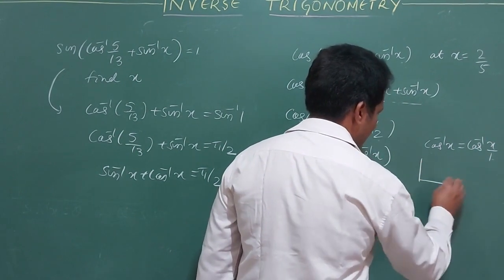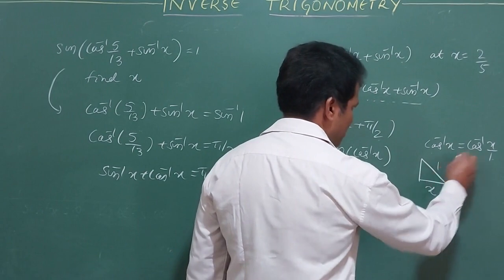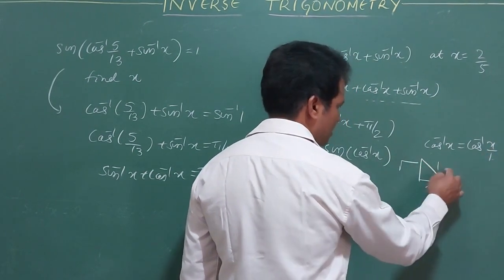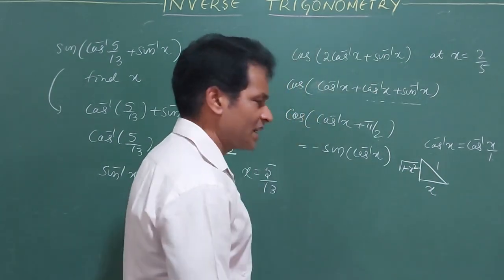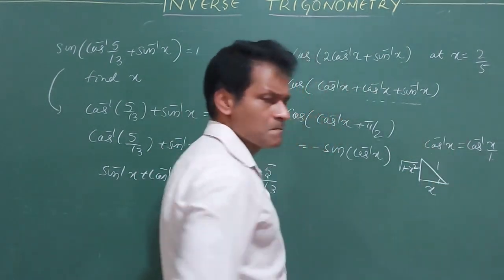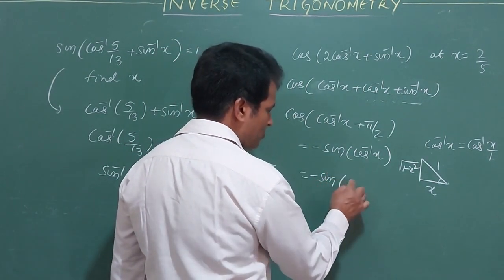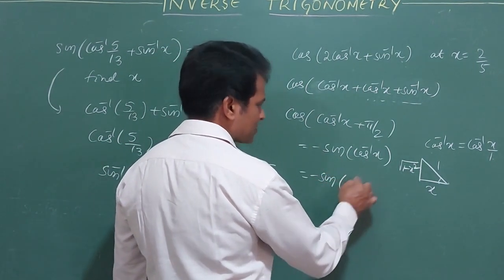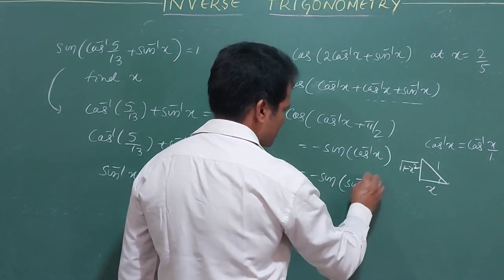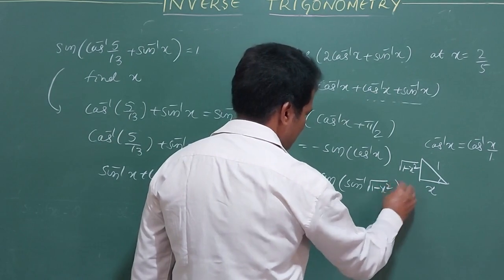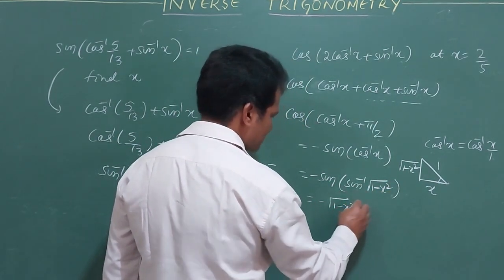When I go for a right angle triangle relating to cos inverse x, this is base and this is hypotenuse, base by hypotenuse. And what about perpendicular? Square root of 1 minus x square. Alright, I am relating to this angle. So minus sin. If I want a sin here, sin is equal to perpendicular by hypotenuse. So the answer is minus under root 1 minus x square.